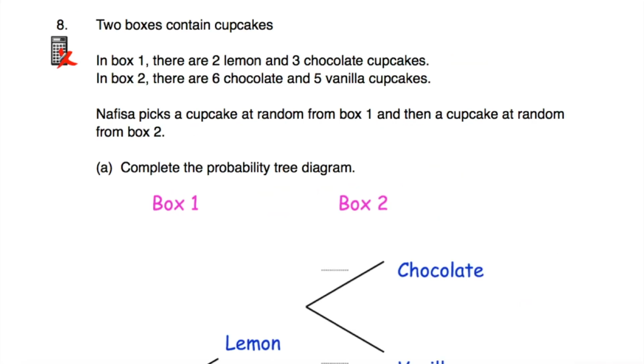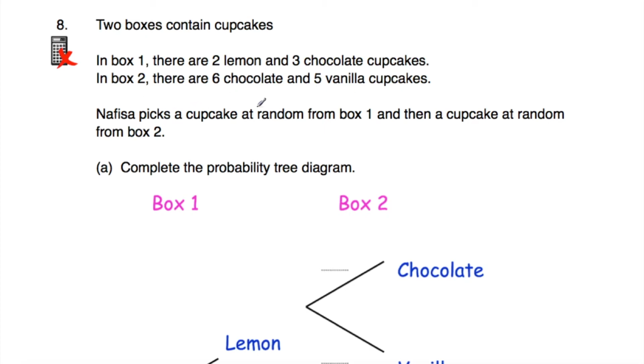And that's it. Okay, let's have a look at our next question, question number 8. Question number 8 says 2 boxes contain cupcakes. So we've got 2 boxes of cupcakes. In box 1, there's 2 lemon and 3 chocolate cupcakes in that box. So there's 5 cupcakes altogether in that box. 2 of them are lemon and 3 of them are chocolate. And in box 2, well, there's more cupcakes in that box. We've got 6 chocolate and 5 vanilla. So altogether, that'll be 11 cupcakes.